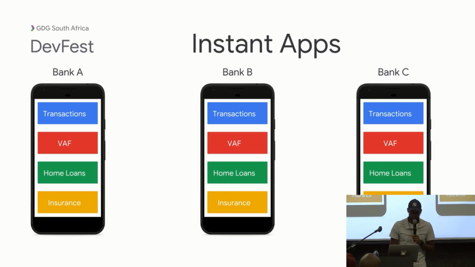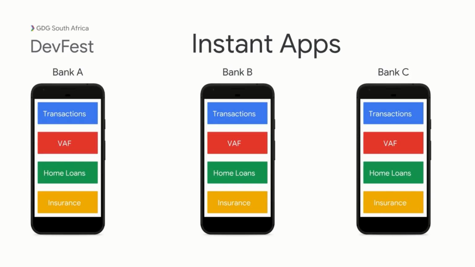And then let's look at instant apps. So here's another scenario. You have Bank A, Bank B, Bank C. All banks provide similar products. They all provide day-to-day banking. They all provide vehicle finance, home loans, and insurance. However, say for instance, I'm banking with Bank A, doing my day-to-day banking there, and I apply for car financing, and I don't get approved.